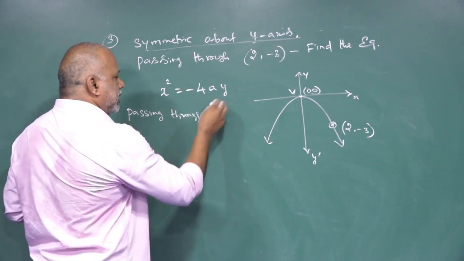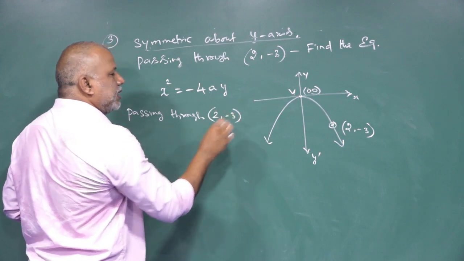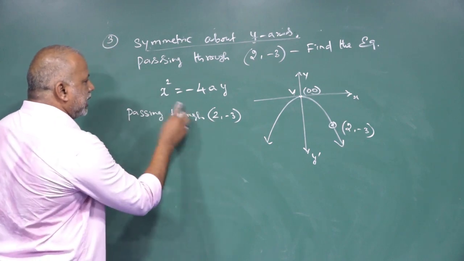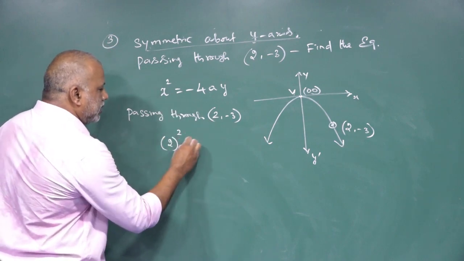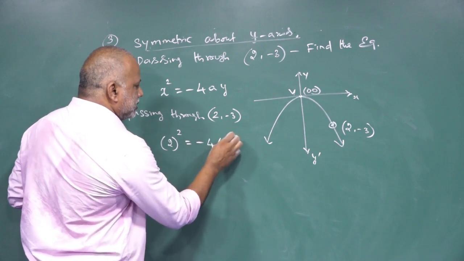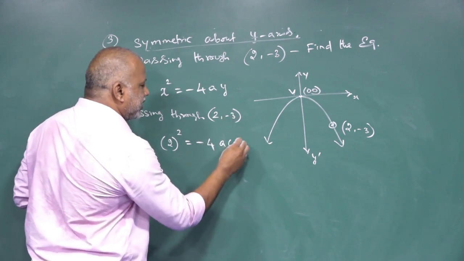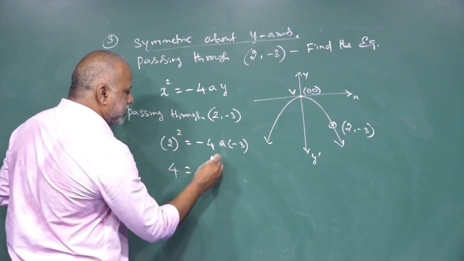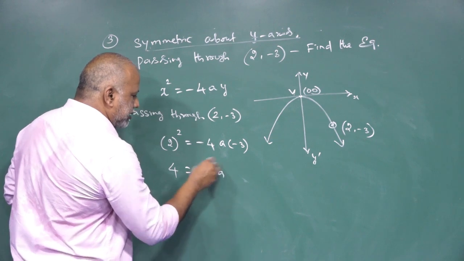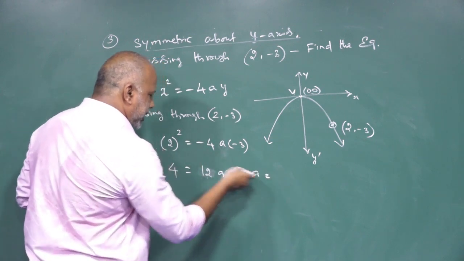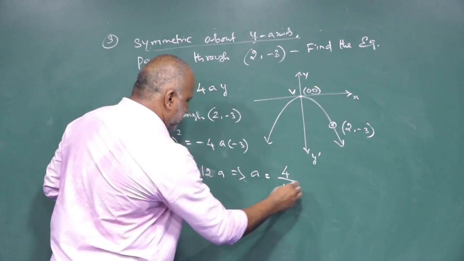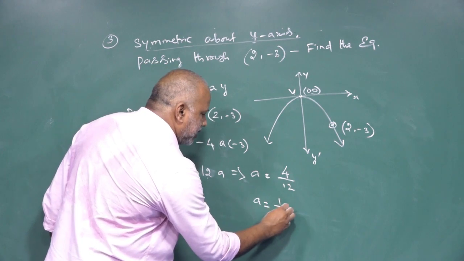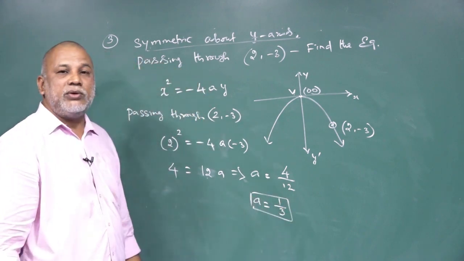Passing through the point. What is the point? 2 comma minus 3. Now, this value belongs to x, this value belongs to y. Just substitute: instead of x, 2 squared, minus 4a, instead of y, we can say minus 3. Here 2 squared is 4, here positive, 2 negatives, 4 times 3 is 12a. We are able to cut, therefore a equal to 4 divided by 12. So we are able to work out 1 by 3. So this is the value of a.